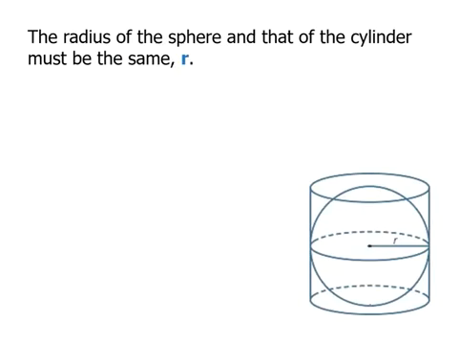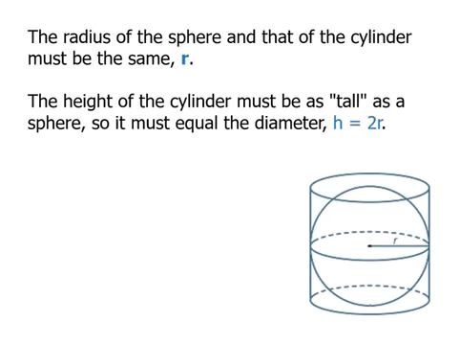So first of all, the radius of the sphere and that of the cylinder must be the same. They both must have radius r. The height of the cylinder must be as tall as the sphere. So it's r from the bottom up to the midline, and then another r from the midline up to the top. So that's actually a height of 2r. The diameter of the sphere.